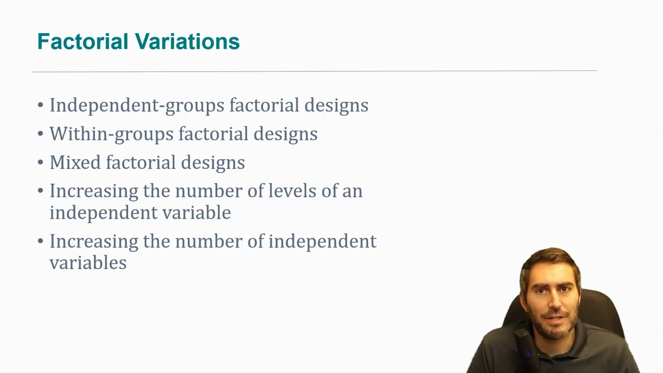Next, we're going to talk about some variations that can exist in factorial designs. We'll discuss variations such as having an independent variable with more than 2 levels, having an independent variable that is a within groups variable, or even adding in a third independent variable altogether.